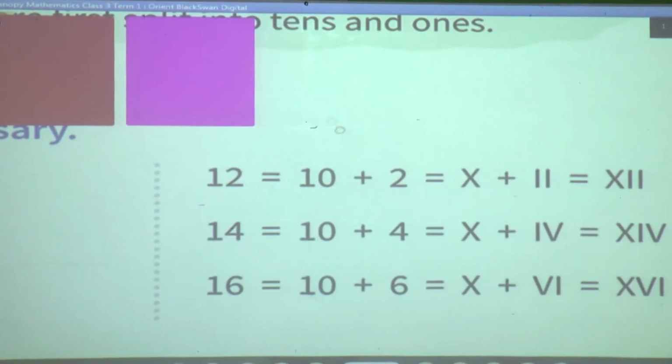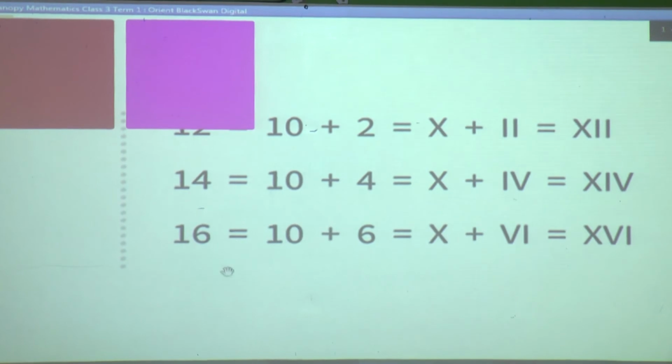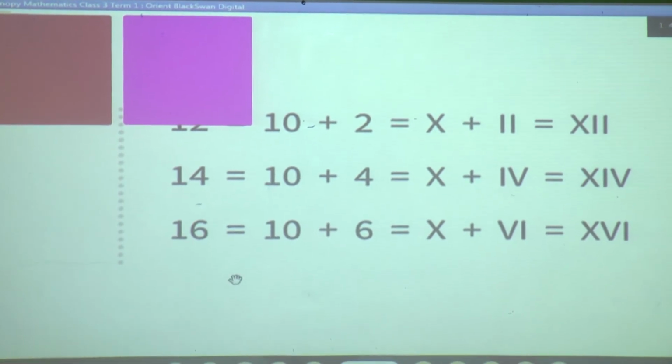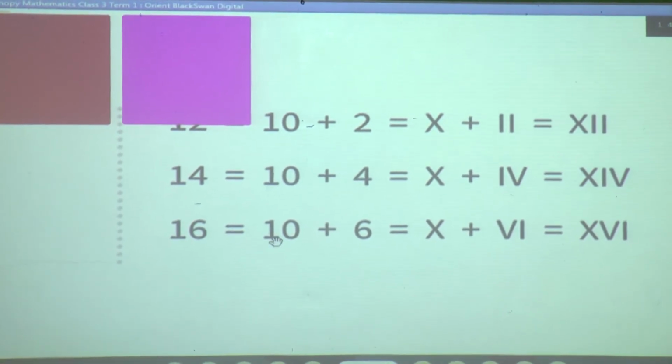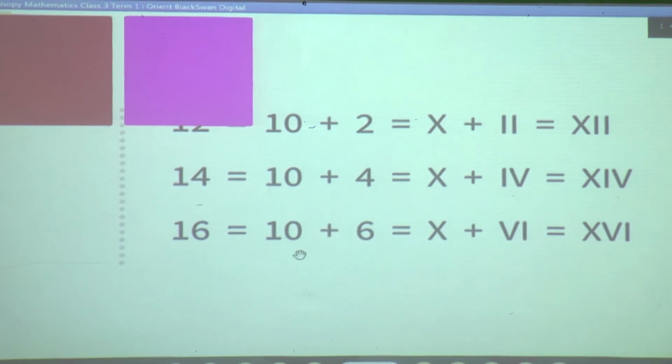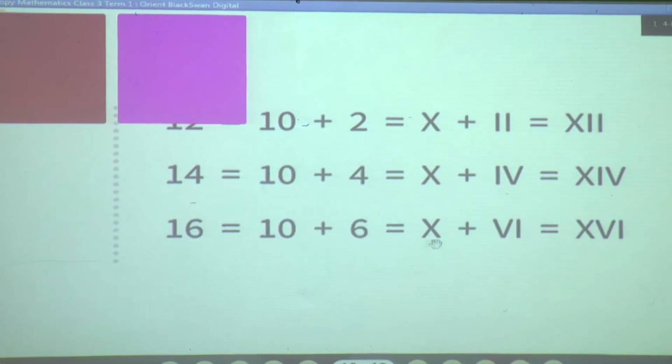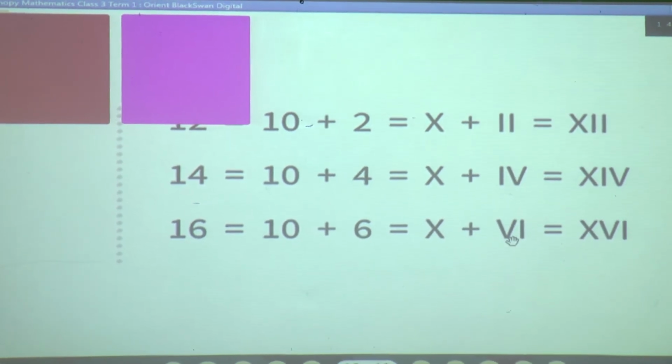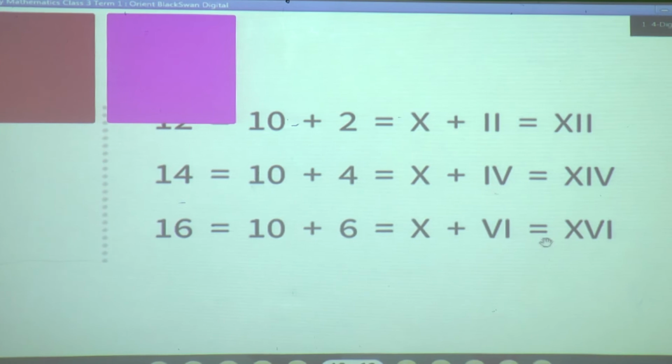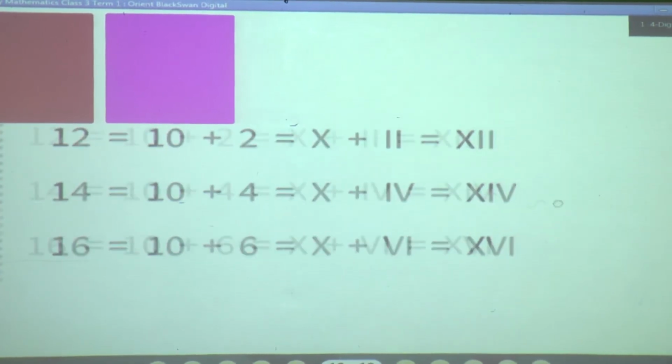Now children, see here, suppose the number is 16. Then what you will do? Yes, 16 is equal to 10 plus 6. For 10 we are using X, and for 6 again we are using VI. So 16 is equal to what? XVI.